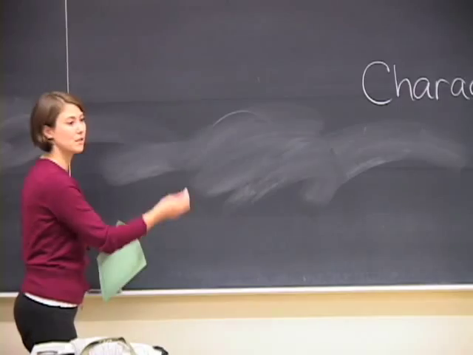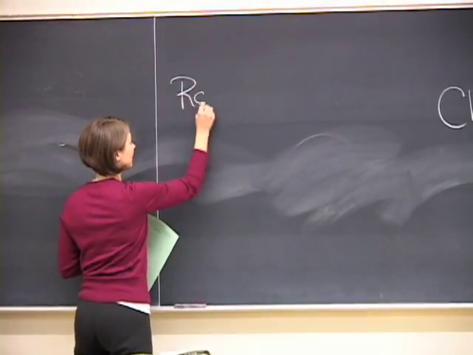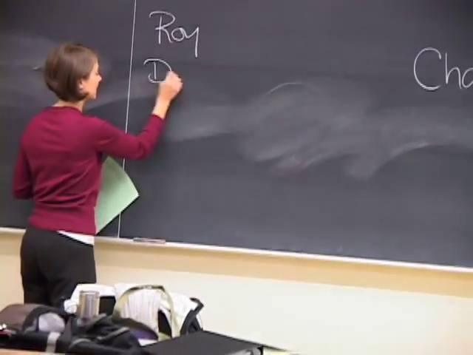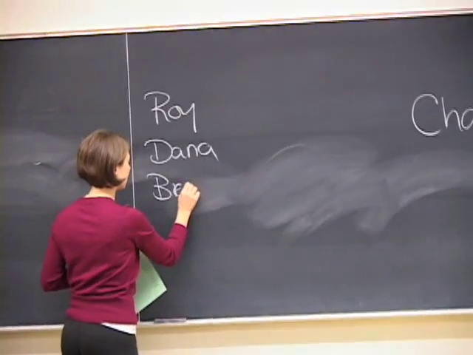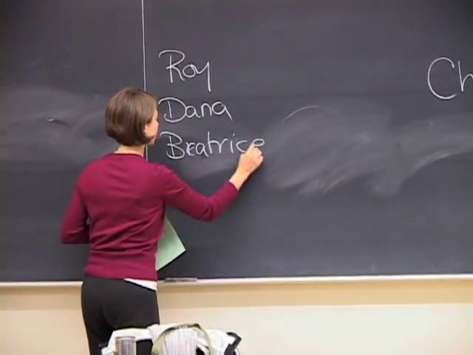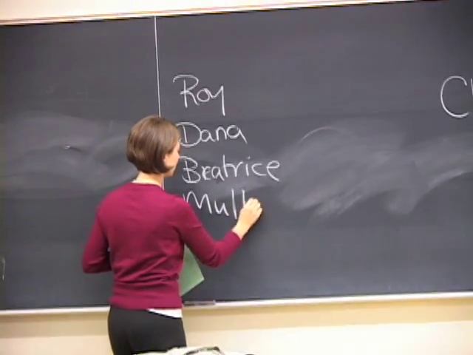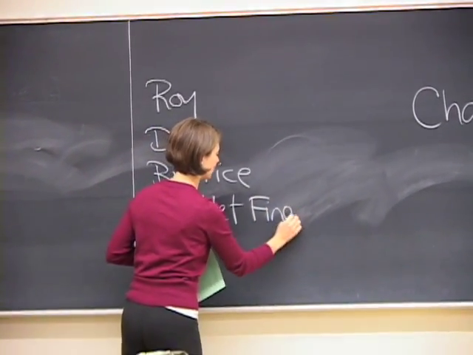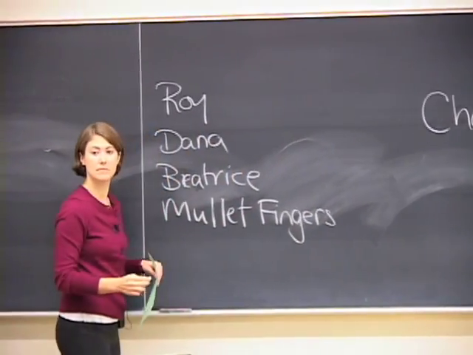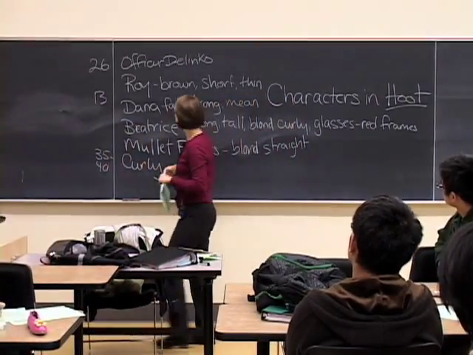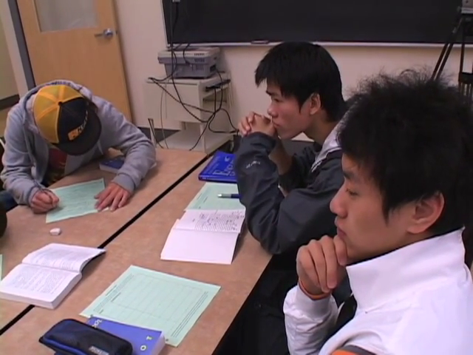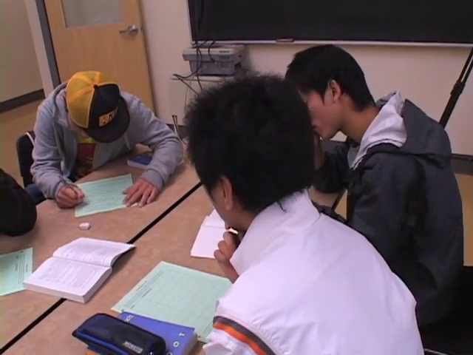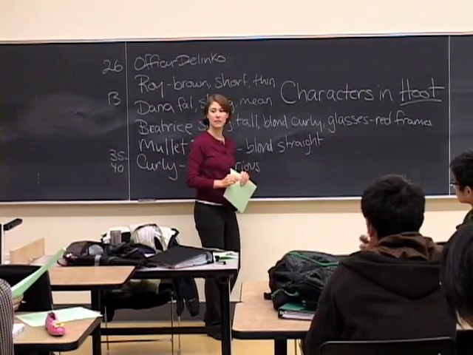Who are some of the characters in Hoot? Roy. Who else? Dana. Beatrice. Curly. And Curly, what can you tell me about Curly? He's bald. What else? Serious. Cranky.